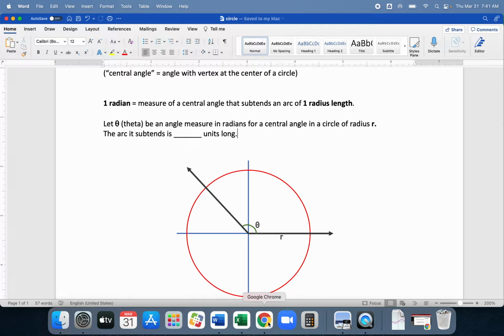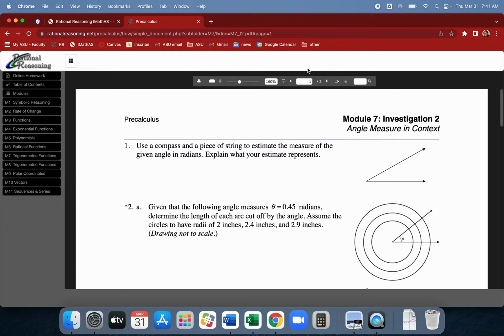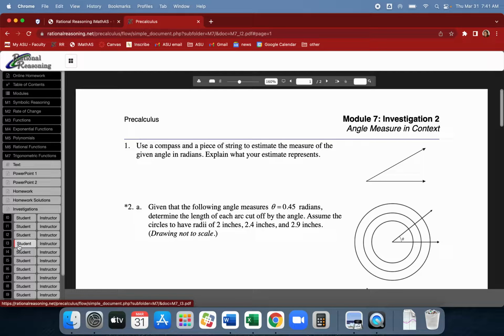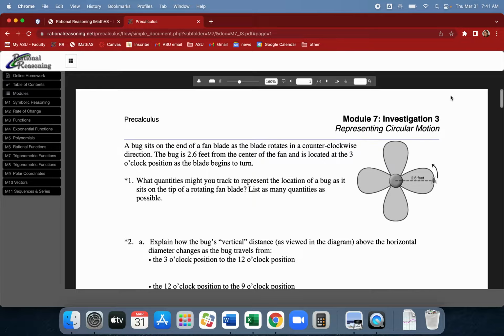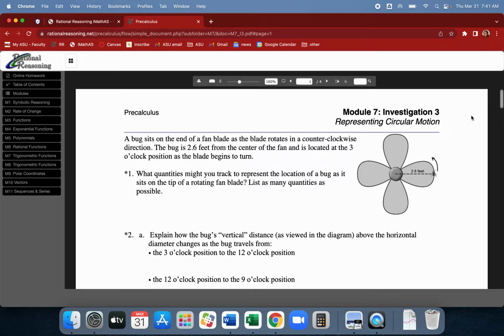So let's take a look at, let's see, this is what we talked about last class rather. Investigation number 3 from module 7. And there we go. So we're going to look at circular motion. We can talk about just positions along a circle, but also circular motion.